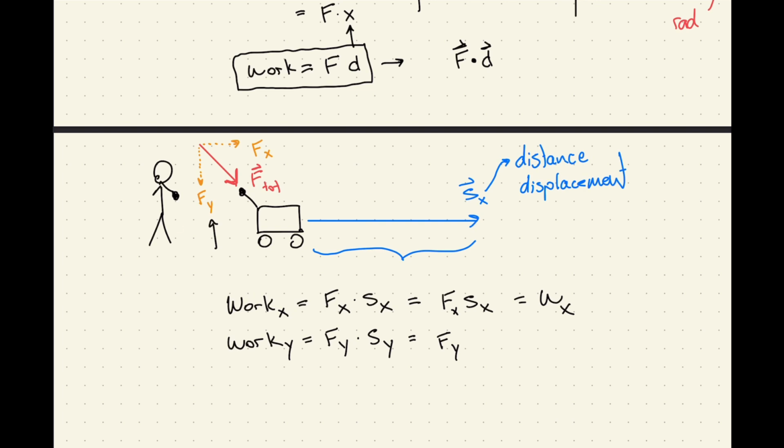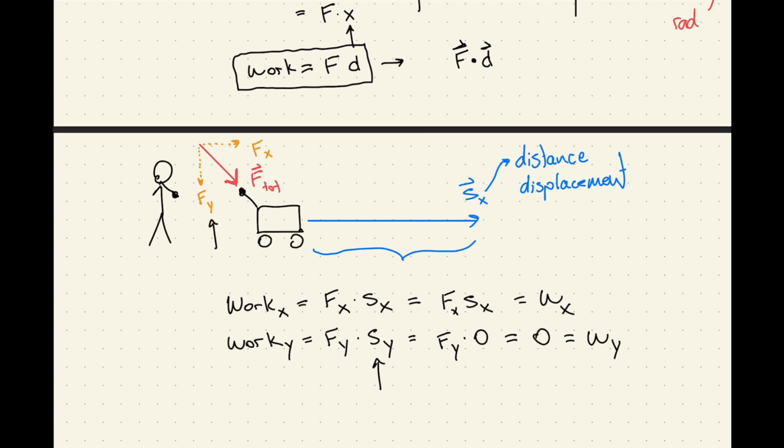And the different thing here is that the shopping cart cannot move up or down. There is no displacement in the SY direction. It is blocked by the floor, and the cart is not going to fly up any direction. So the displacement here, SY, is actually equal to 0. So you multiply 0, and you can see actually that the work done in the y direction is 0.